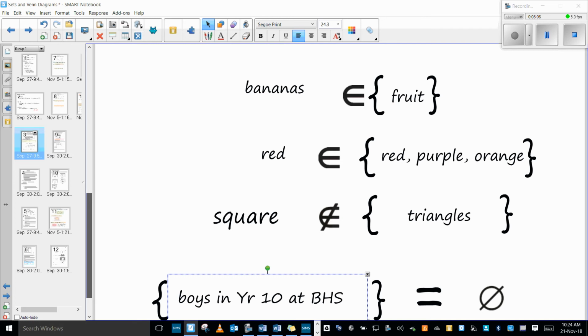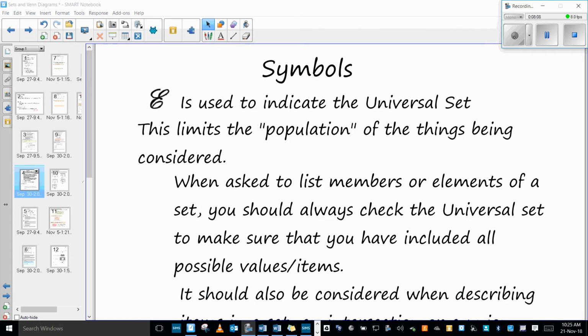Alright, okay, so symbols. This is all just chit chat at the moment about giving you the basics. So symbols. This funny fancy E. Okay? It doesn't have to look like this. I normally just do an E with a little bit of a tail on it. Now this is a very important symbol. This symbol indicates the universal set.